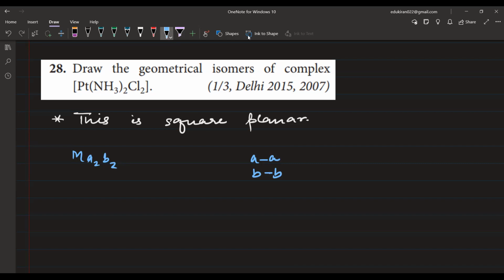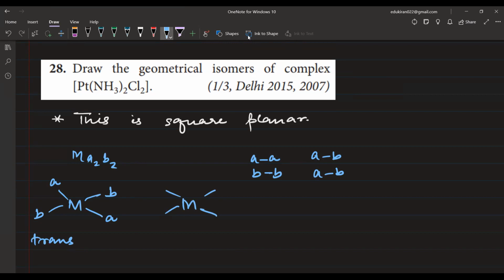दूसरा क्या बन जाएगा आपके पास? AB trans. AB AB. Yes. Is there any other case remaining? No. नहीं ना, सिर्फ दो ही आपके पास केस है. We'll have M AA BB. This is trans, and then you are going to have M AB AB. This is cis.